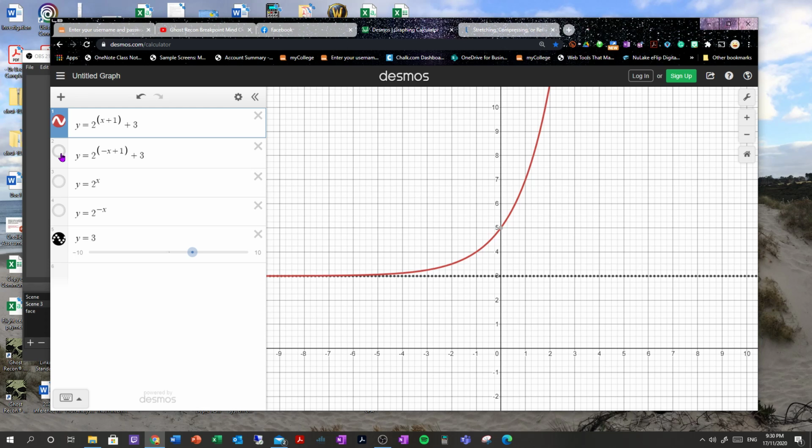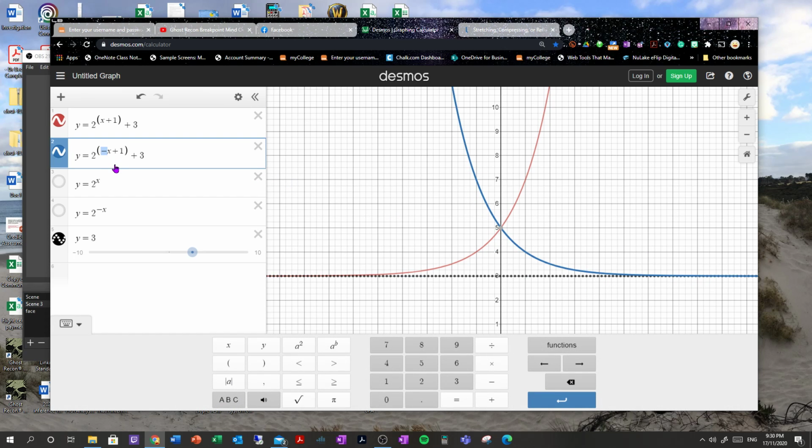Now, if I want to flip that around the y-axis, I simply make the x negative, and that flips it exactly around the y-axis, okay? So you just make the x negative. But you cannot create a transformational exponential graph or a quadratic graph without knowing about the transformations and what they do. So you're going to have to learn that.